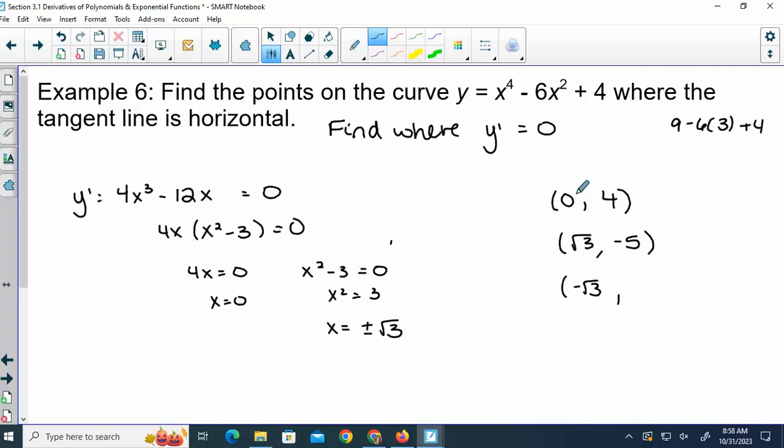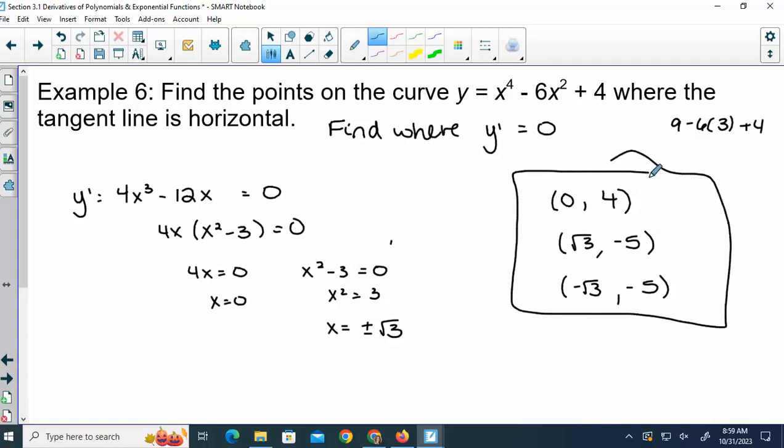What happens if you plug in a negative? We get the same thing, don't we? Because a negative to the 4th is positive and a negative squared is positive, so we get negative 5. So if I ask for the full ordered pairs, you have to plug those x's into the original equation to get the y value from the original. Is that okay?